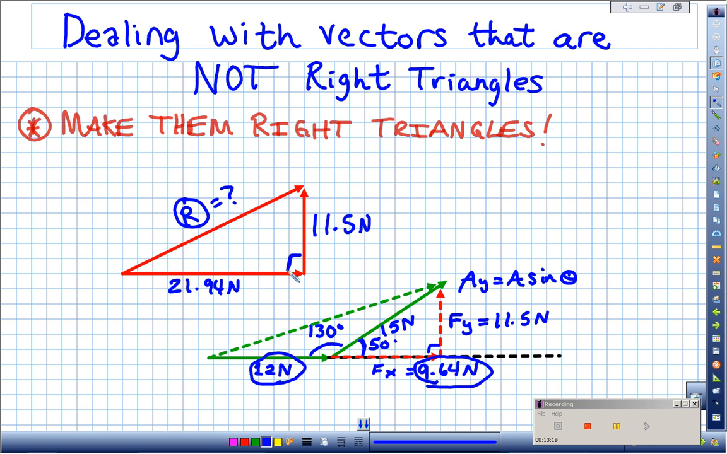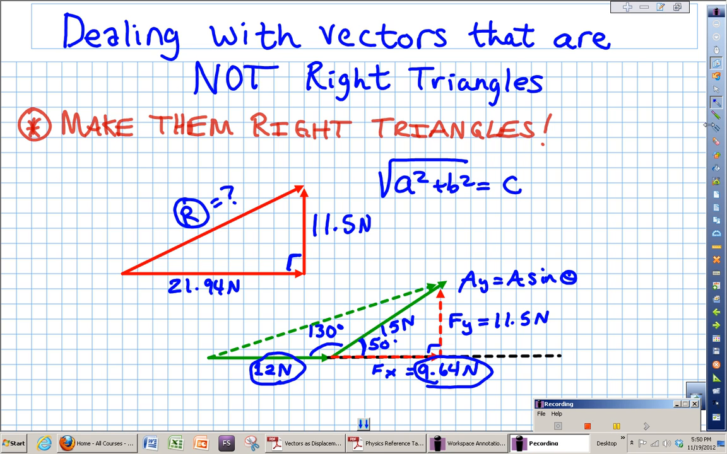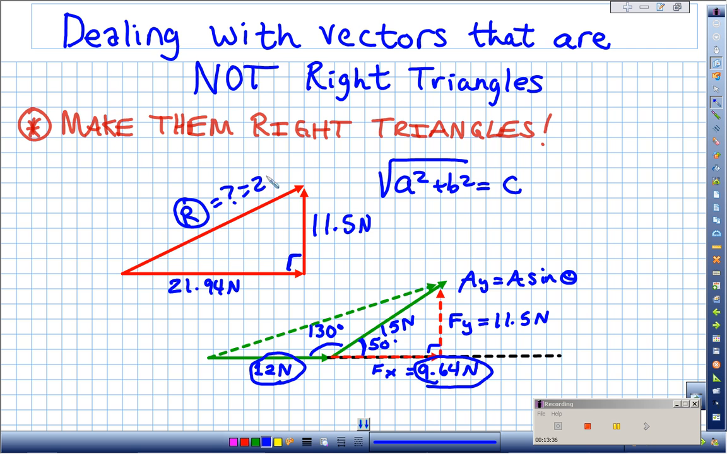And realize that because these are a right triangle, you now can use the Pythagorean theorem. So a squared plus b squared equals c squared, but if you square root both sides, then you will get 24.8 newtons as your resultant vector. 24.8. Now, that is just the resultant vector's magnitude.